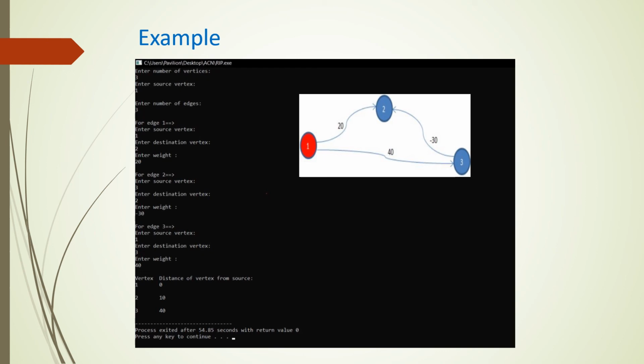So if we go to 1, 3 and 2, then the weight will be 40 plus minus 30, so that will be 10, and the actual weight via the direct route is 20, so the output will be updated for the vertex 2 and that will be 10. And for the third vertex we don't have any other edge, so there is no option to go, so that will be directly 40, and that's the example.